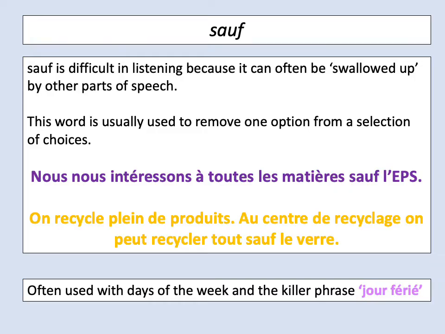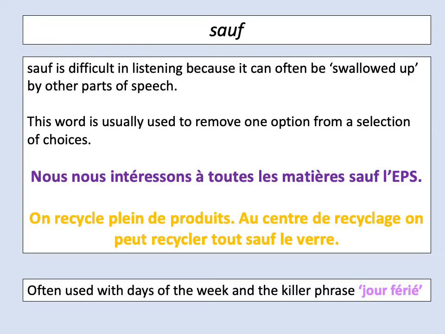So two examples here, one from school. Nous nous intéressons à toutes les matières sauf le PS. So we're interested in every subject apart from PE. This next one is a bit of a double thing. You've got two separate sentences, and the sauf on two levels relates back to the first thing that's mentioned, but also directly to the thing that follows it.